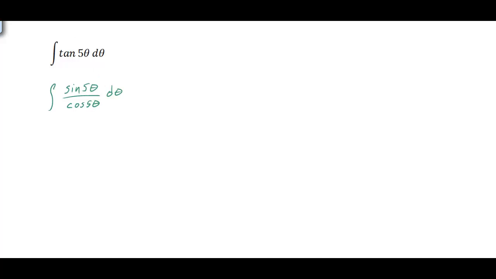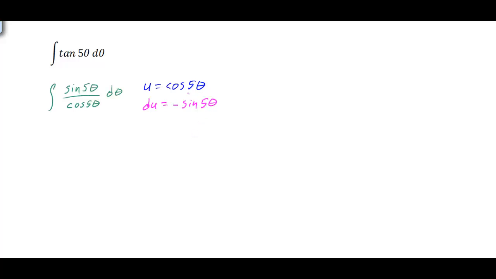Now, the advantage of doing this, again, your first thought might be, well, we're going to let u equal the inside, which is 5 theta, but we're going to try to let u equal the denominator, which is cosine 5 theta. And when we take the derivative of u, we should know that the derivative of u is negative sine 5 theta. Now keep in mind though, now we have to take the derivative of the 5 theta.